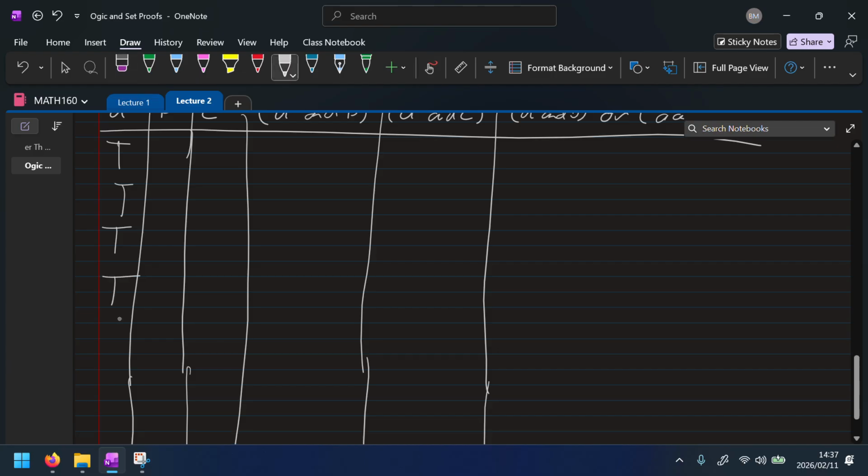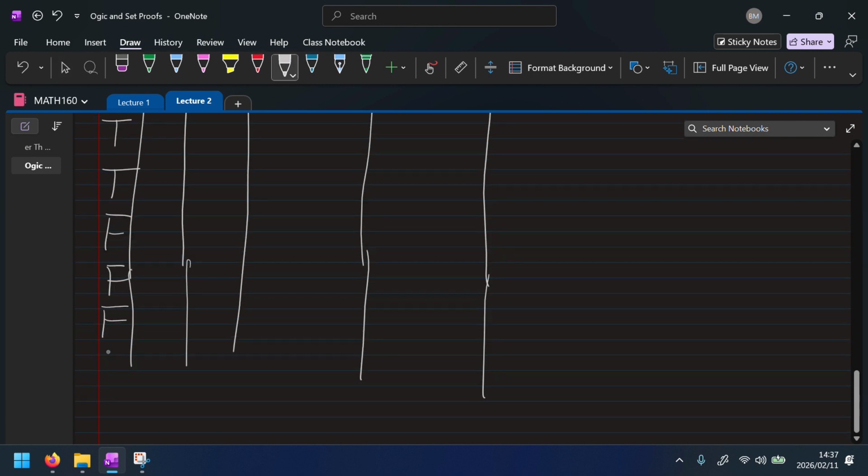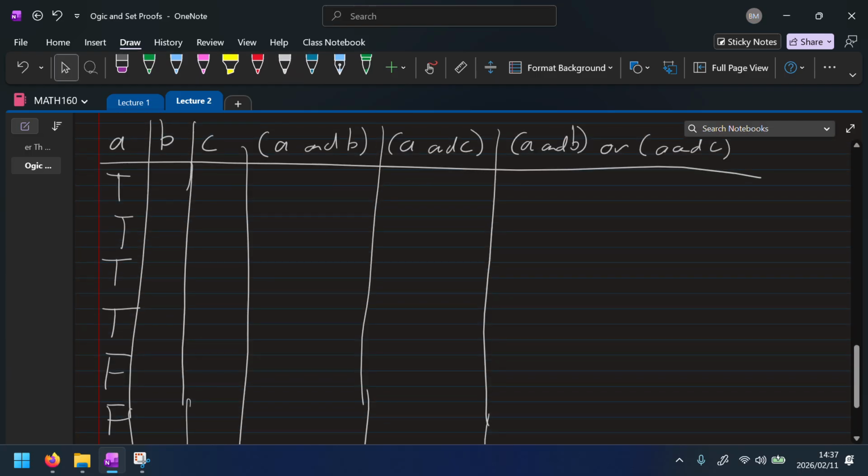True, true, true. That's 4 of them. False, false, false, and one more that makes 4. Okay, so we got all of those. Then the next column will be true, true, false, false, true, true, false, false, and so on.